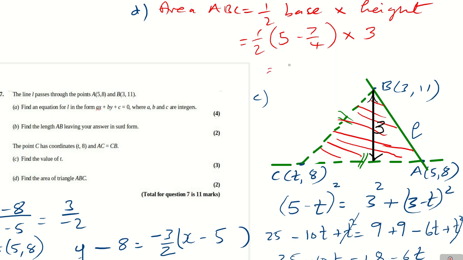So to find the area, it's a half times, and then that's 5 minus 1 3/4, or in other words 20 minus 7 over 4, which is 13 over 4, times by 3. And I think if we do that, we come to 39 over 8 units squared.